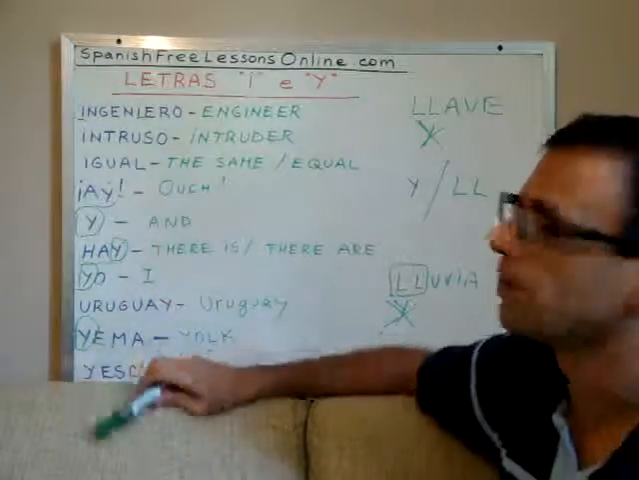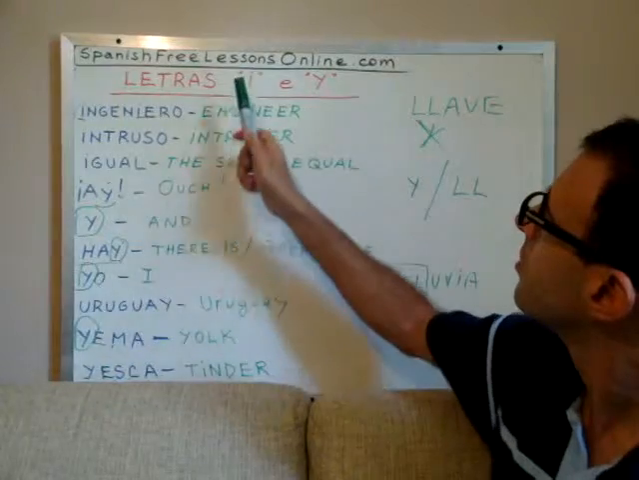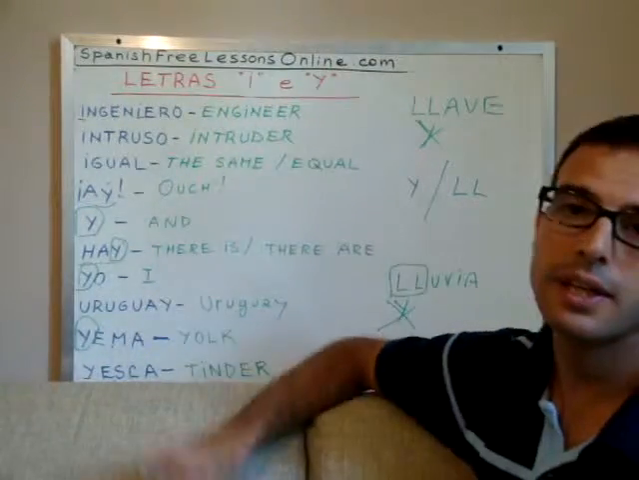Okay, that's all about the pronunciation for I and Y, I Latina and Y griega.